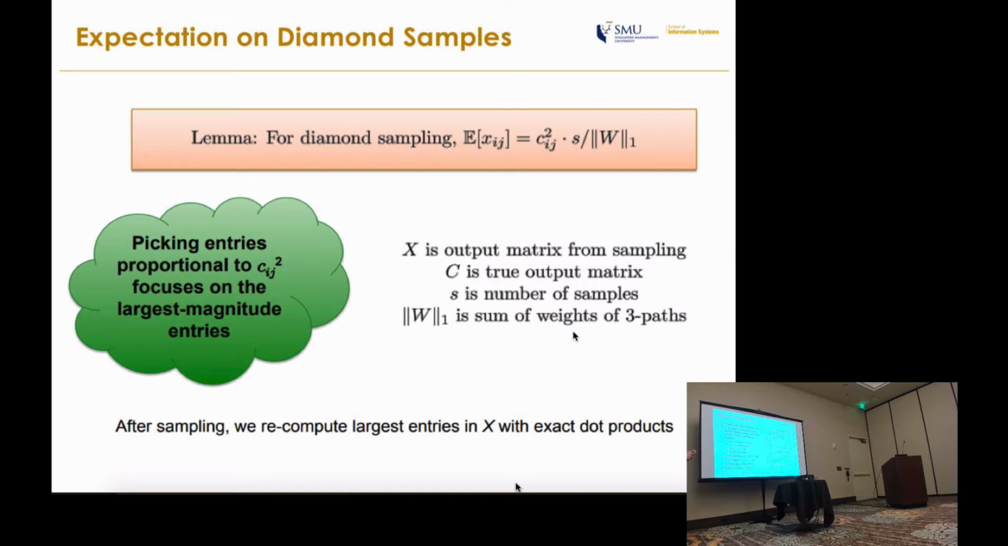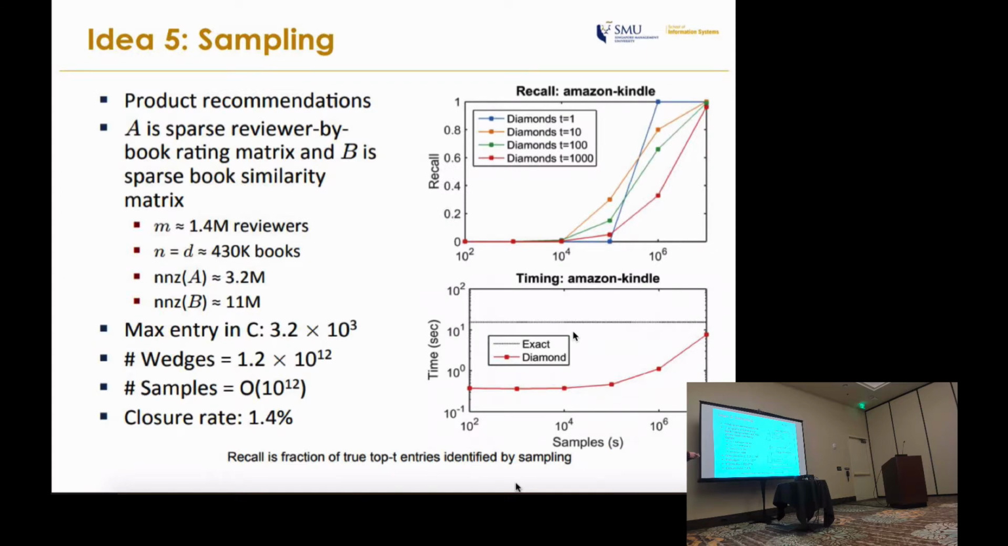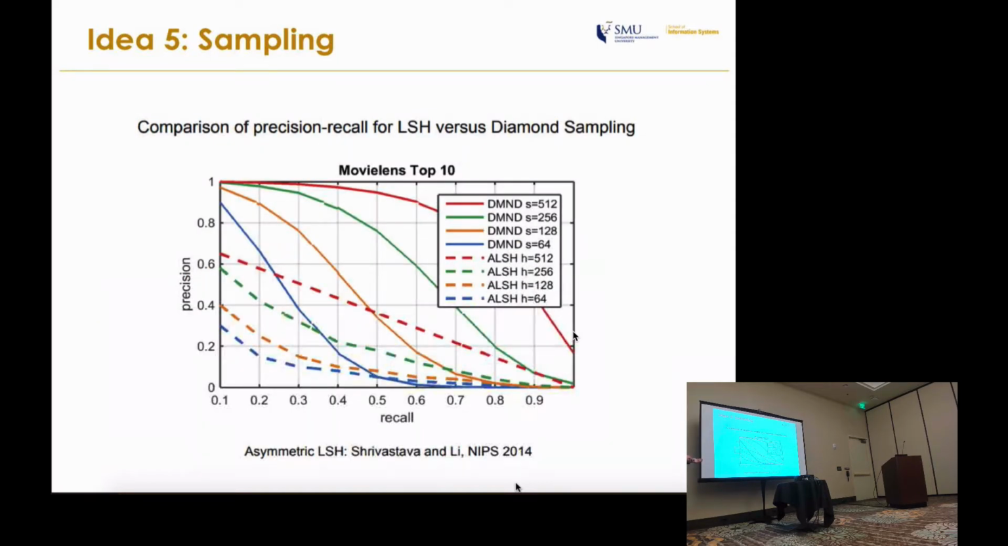So the sampling mechanism actually provides better recall in a short time, and as compared to locality sensitive hashing, it shows better recall and precision results.